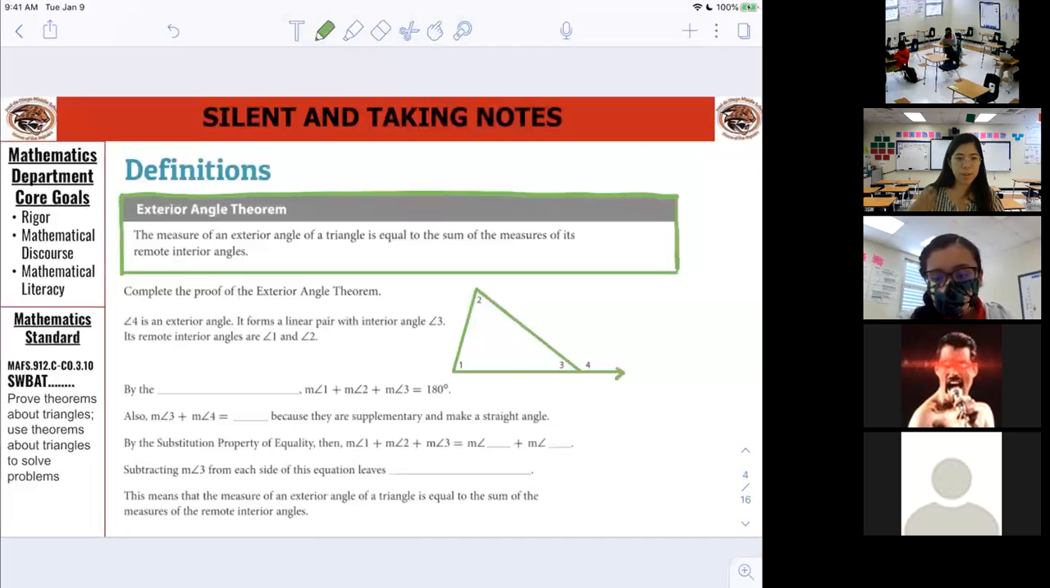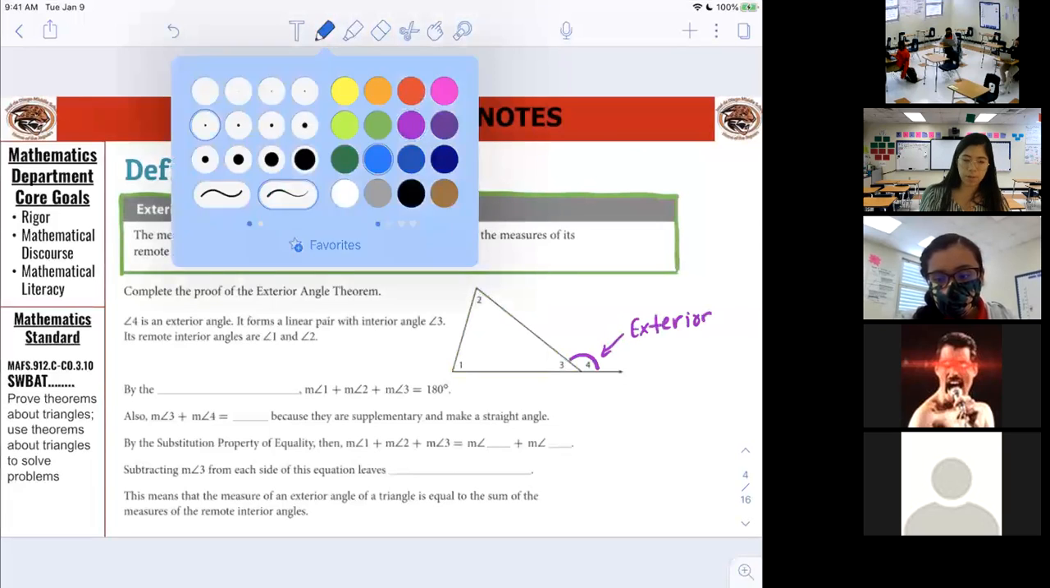All right, so now that we've copied it down, hopefully, let's read it. I'm gonna read it one more time, and then we're gonna see what exactly it's saying. So it's saying that the measure of an exterior angle of a triangle is equal to the sum of the measures of its remote interior angles. So which one is the exterior angle in this diagram? Angle 4, good. So 4, that's my exterior. And which ones are my remote interior angles? The 2, 1, and 3.